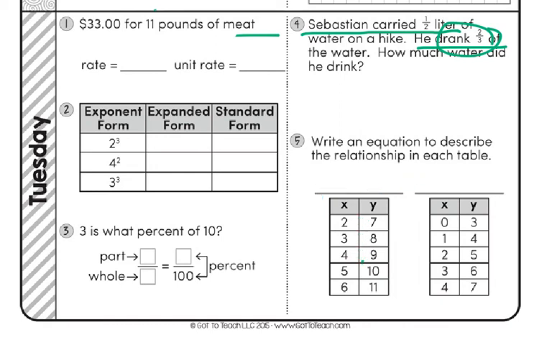And you're going to do the same thing for this problem over here. You're starting with 0. How do you get to 3? What do you do from 1 to get to 4? So you will have y equals, and then an operation happening with the variable x.